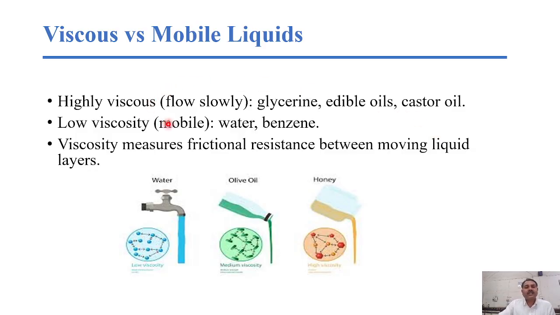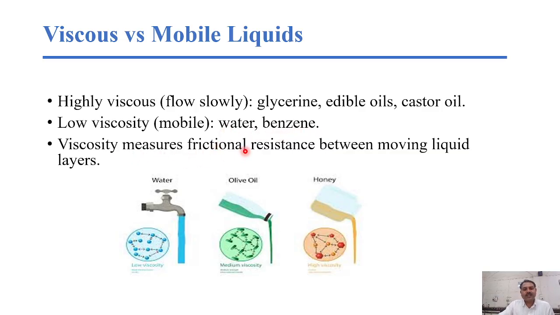Then we will see the viscous versus mobile liquids. Some liquids are highly viscous while some liquids are highly mobile, means they are less viscous. Highly viscous liquid means they move very slowly. For example, we have observed in daily life in our house, that is edible oil, castor oil or glycerin. They have highest viscosity, means they move very slowly. And the low viscous liquid, that is water, benzene, have less viscousness, therefore their mobility is faster, so they move fast. That's why they are called mobile liquid.